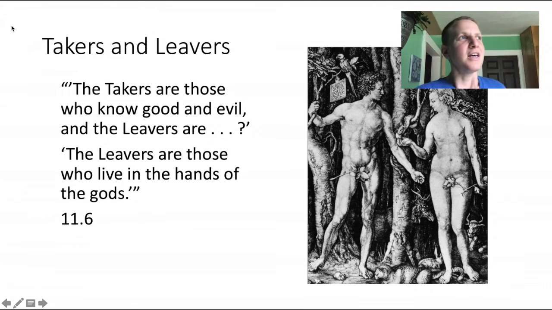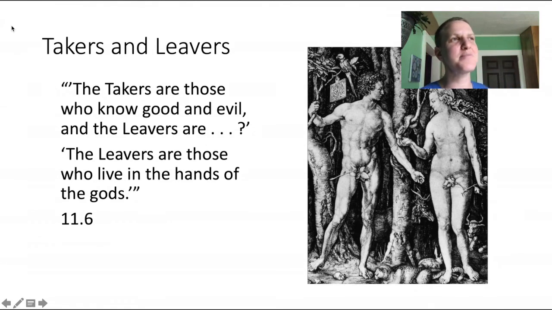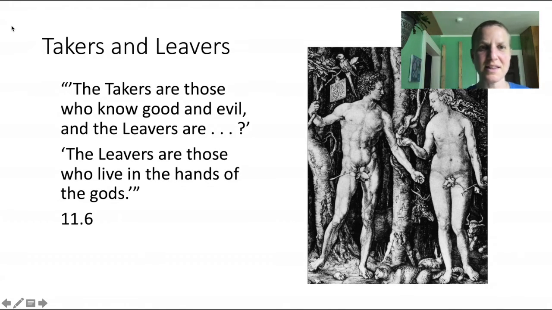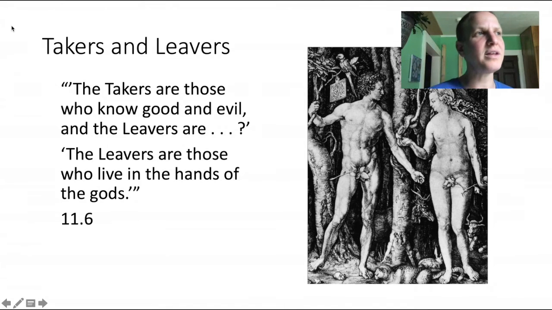So the leavers just sort of accept that they belong to the world, and they accept when there's abundance of food, and when there's less food, their population decreases, and that's how they maintain this balance. They see themselves as part of that system. They live in the hands of the gods, in the sense that the gods decide who should live and who shall die, right?